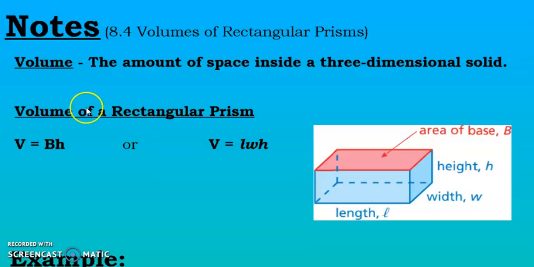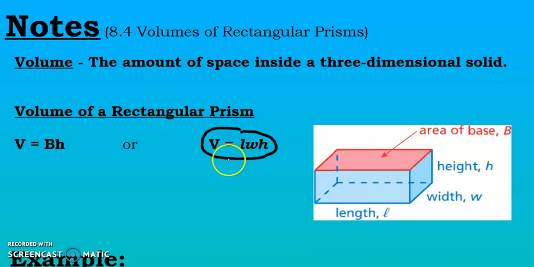Now we're talking about volumes of rectangular prisms in particular. There are technically two formulas. The one most people are used to seeing and using is volume equals length times width times height. Which is perfectly fine. It works very well, obviously, but it only works for rectangular prisms.